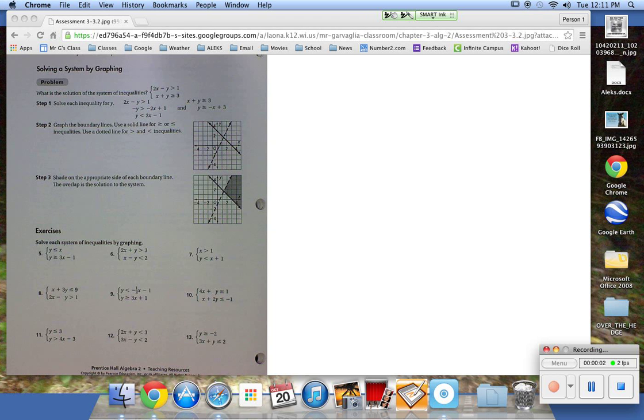Chapter 3, Section 3. We're learning how to graph inequalities. Be able to find solutions for inequalities, two equations, two unknowns. Okay, good. We're going to try this one right here, and we're going to do that one. First, we're going to write the equations down.